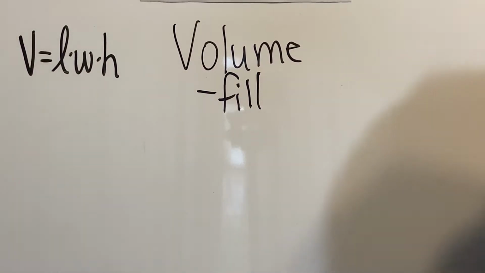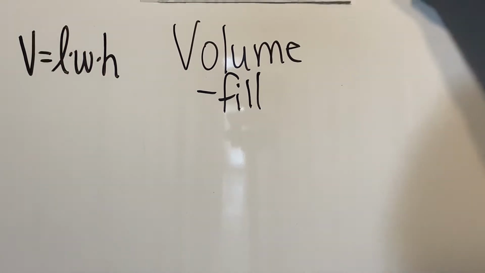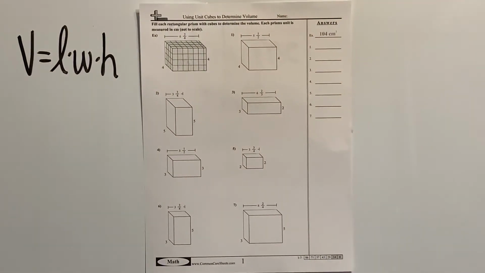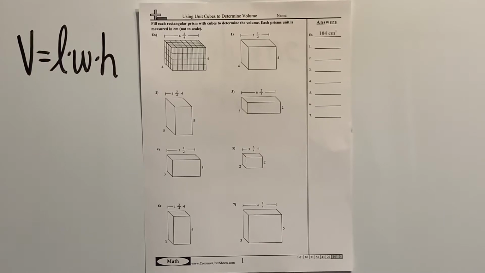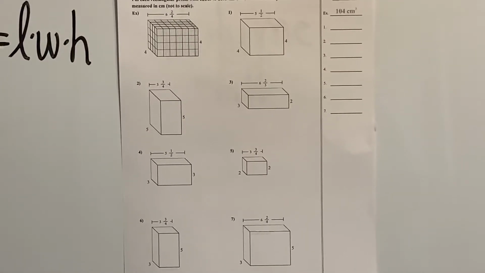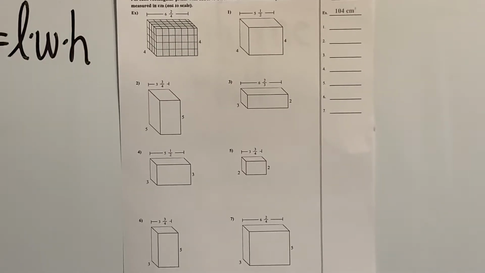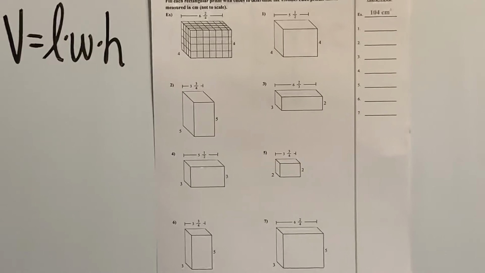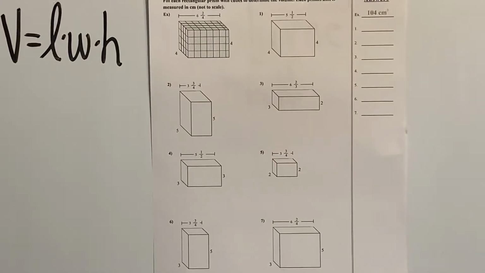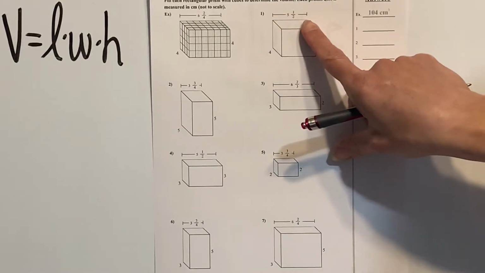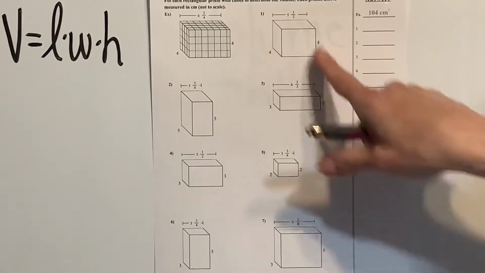So I need you to have your paper out for today. And paper looks like this. And we are going to find the volume using our formula of these different rectangular prisms. All right, so remember our volume formula is length times width times height. So you'll notice that these are fractional units. So we've got a length of 5.5, a width of 4, and a height of 4.